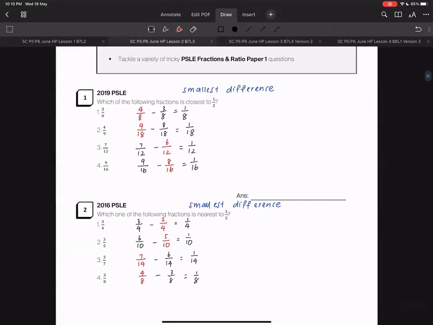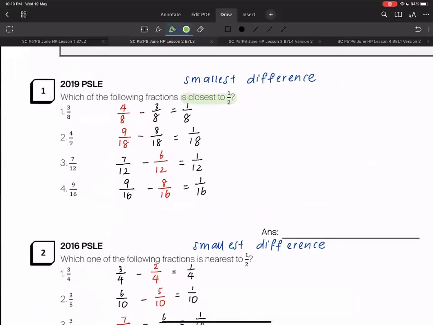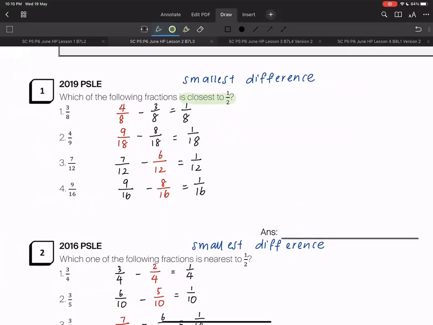Which of the following fractions is closest to half? Closest to half means which fraction forms the smallest difference. Okay, so let's find out the difference for every single option. 4/8 minus 3/8. 4/8 because half is 4/8. Make the denominator the same. 4/8 minus 3/8, we get 1/8. Half is 9/18. 9/18 minus 8/18, we get 1/18.